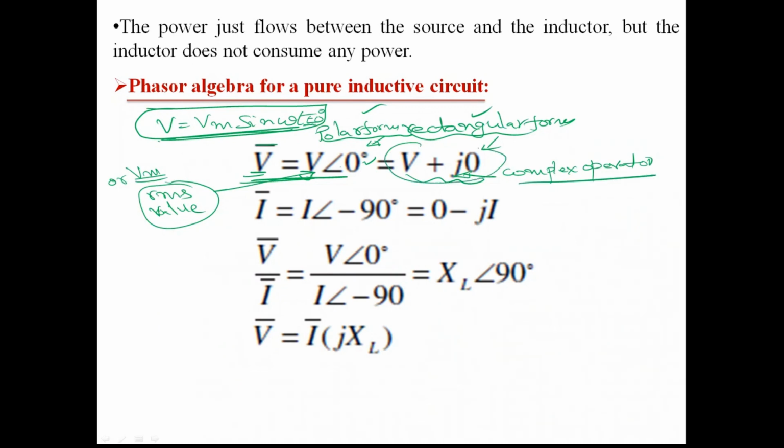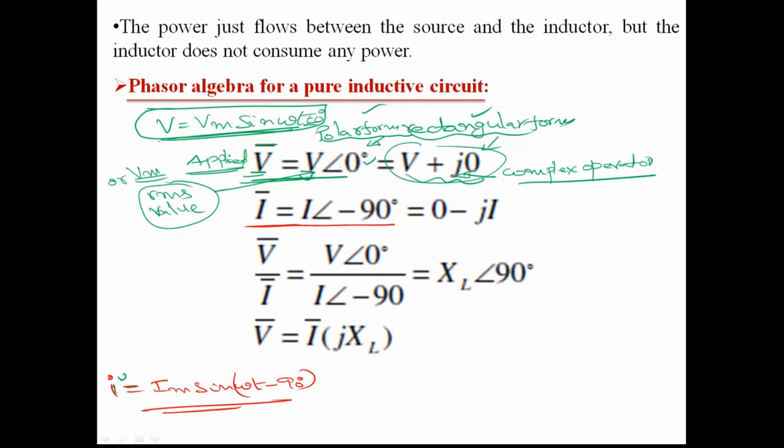So the applied voltage expression can be represented in the complex form like this, or as a phasor like this. Then the current expression we have. What is the current expression? I is equal to Im sin omega t minus 90 degrees. And we can represent it as a vector: I bar is equal to I angle minus 90. The phase angle here is minus 90, which you can represent here. And once again, please keep in mind that this I is an RMS value.